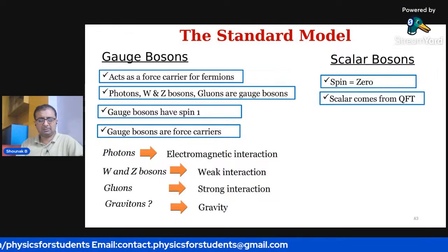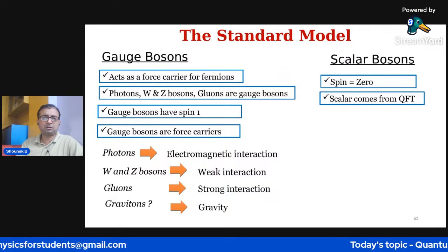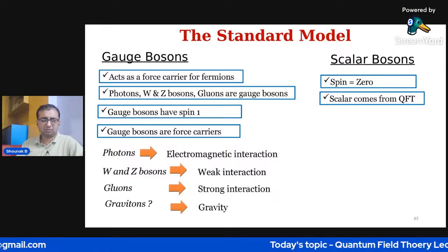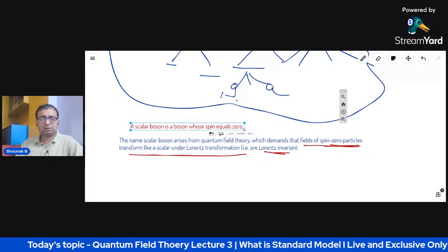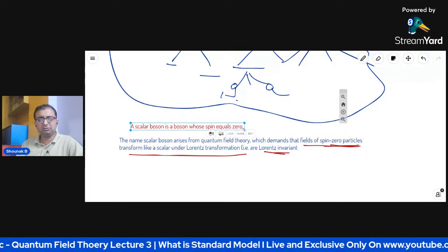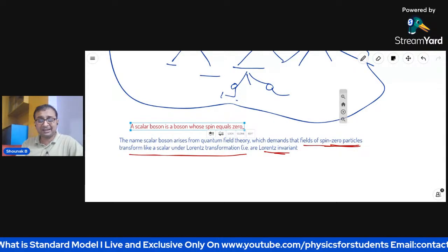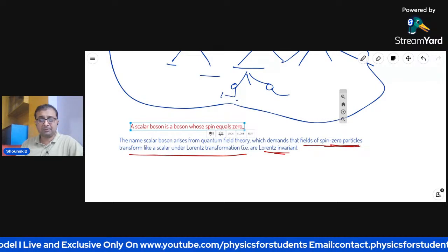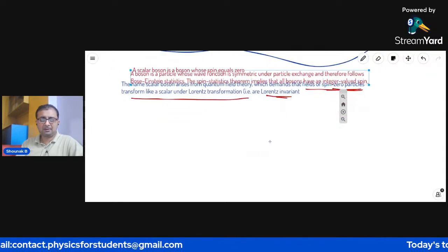This one, remember, a scalar boson is a boson whose spin value is 0. Oh, I'm so sorry, I'm not able to share the screen. Yeah, here you go. The scalar boson is a boson whose spin equals 0. A boson is a particle whose wave function is symmetric under particle exchange, and hereby it follows the Bose-Einstein statistics, most importantly.